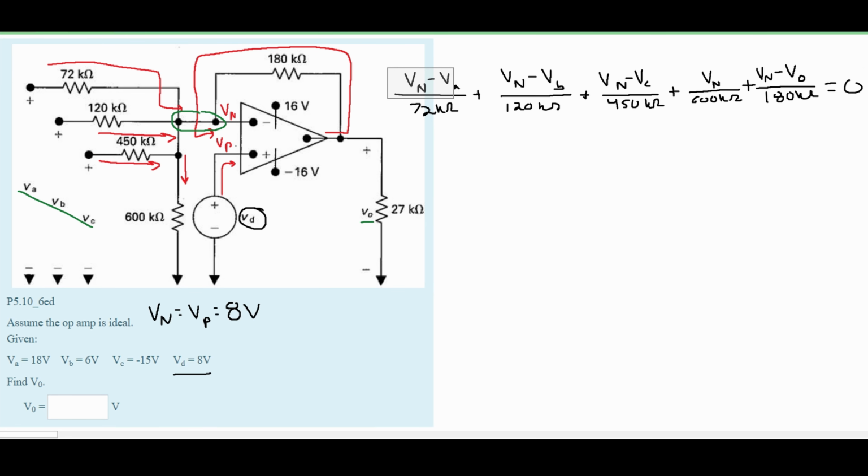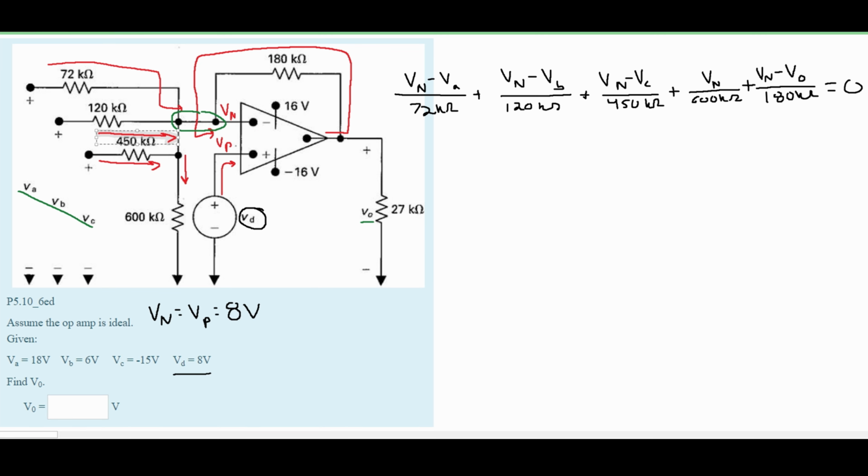First, we start everything off with our Vn because that is the main voltage that we're looking at. That's what everything is going into. Then we're going to subtract our Va because our Va is going into it, as we can see, and this is all happening over the 72 kilo ohms. We're going to do the same thing for Vb, which is over the 120 kilo ohms, and the same thing for our Vc, which is over the 450 kilo ohms.